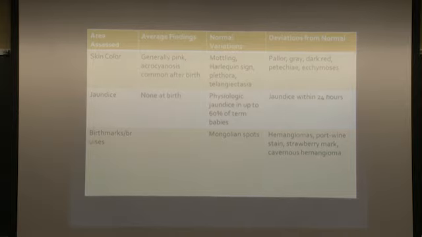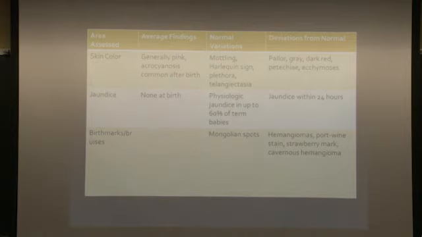Or deviations from normal, you can see pallor, grayness, dark red spots, or petechiae. Remember, petechiae are the pinpoint round spots that appear on the skin as a result of bleeding under the skin, or ecchymosis, you can see.